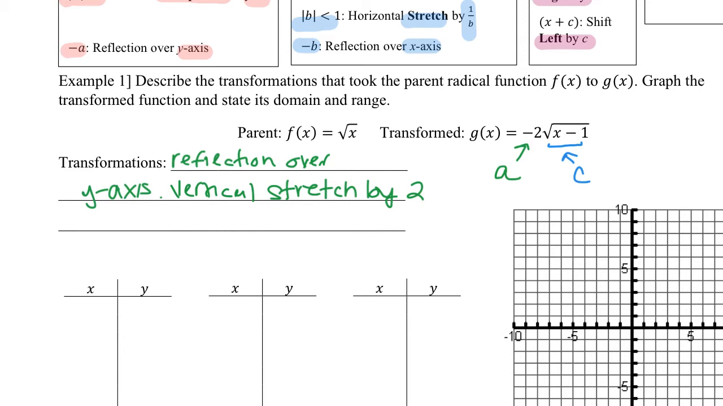Then the last thing I have is my x minus 1, my c value. So according to my c's, if it's minus c on the inside, that really means it goes right by c units. So it's a shift right 1 unit. So that's the description of the transformation. Now let's try to graph.